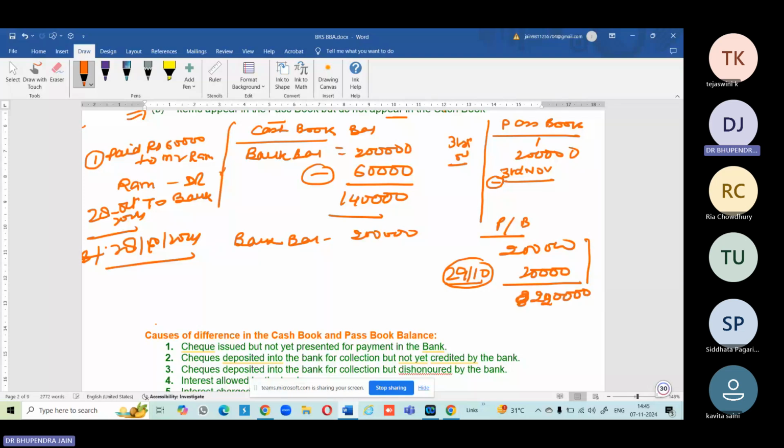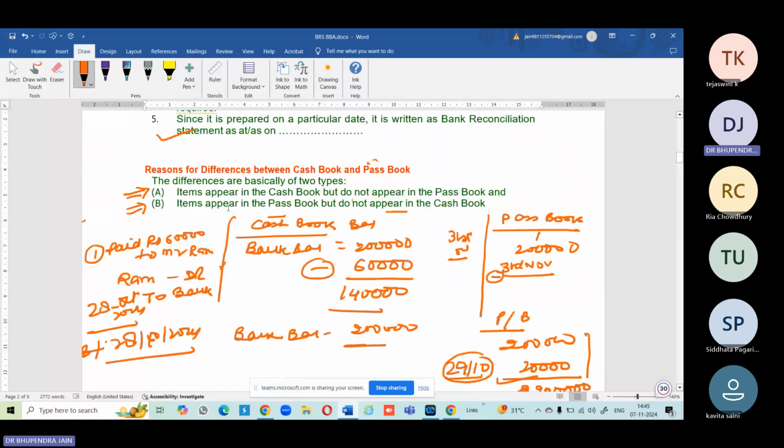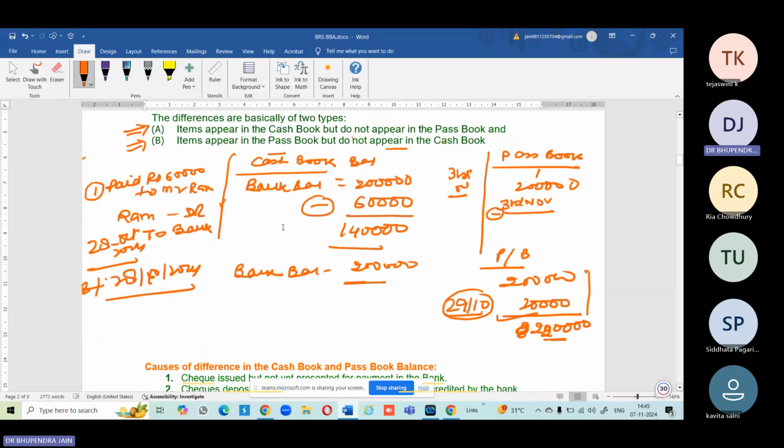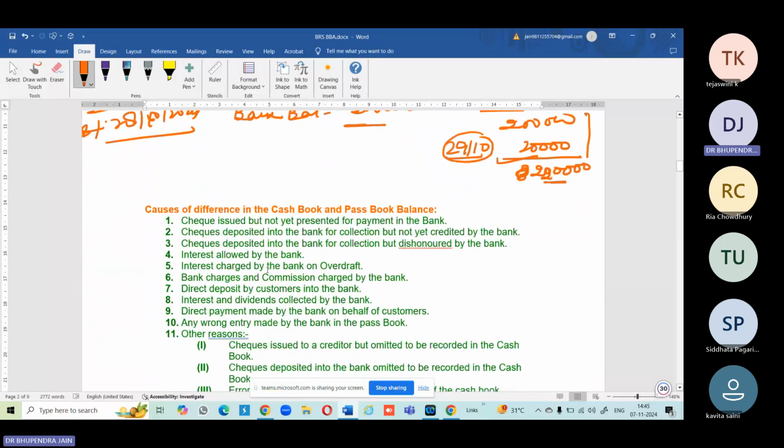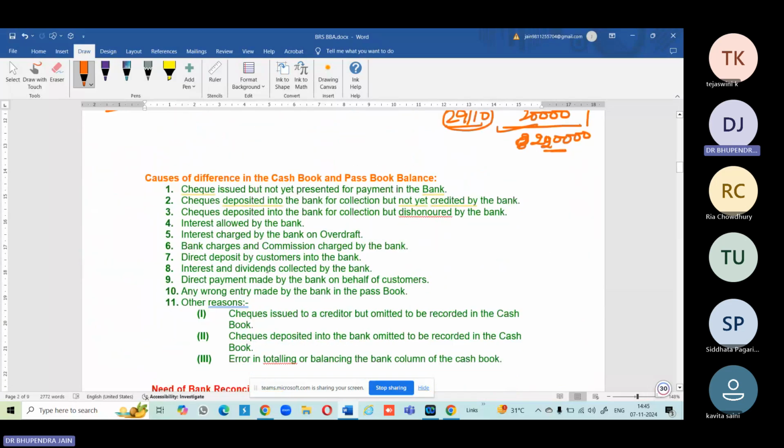So now the passbook balance shows 2,20,000, but the bank balance in your books of account is rupees 2 lakh. So this is the reason. Second reason: item appears in the passbook, but does not appear in the cash book. This is the example. So basically, differences arise in two cases. Now, some of the common causes for differences in the cash book and the passbook are given.